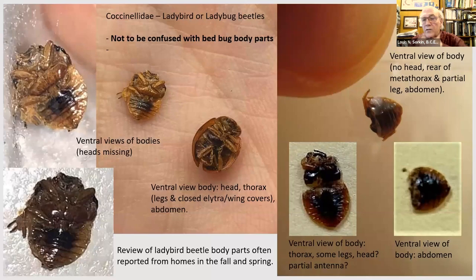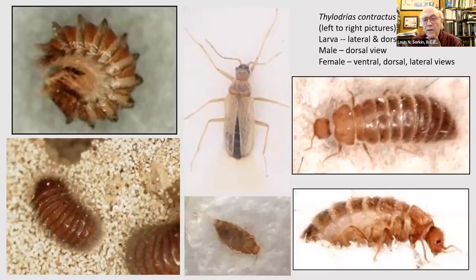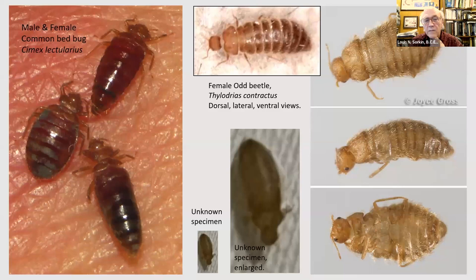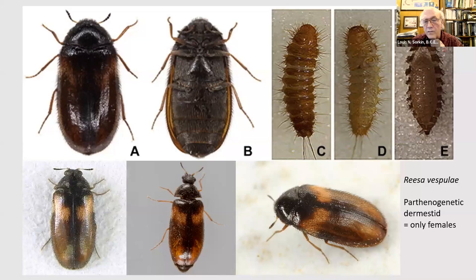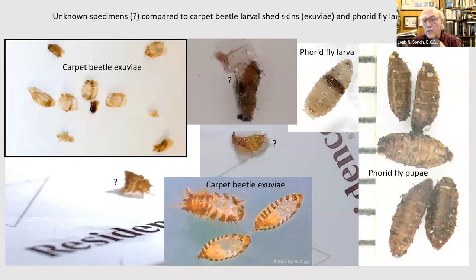beetles compared to what people think are bed bugs, an odd beetle, which is one of the dermestid beetles. The female there often is misidentified as being a bed bug nymph, but it isn't. And you can see the comparison here in this slide of what the structures really look like. And other dermestids, a parthenogenetic dermestid, only females in the population. Carpet beetle exuviae, forensic fly pupae, carpet beetle larvae.